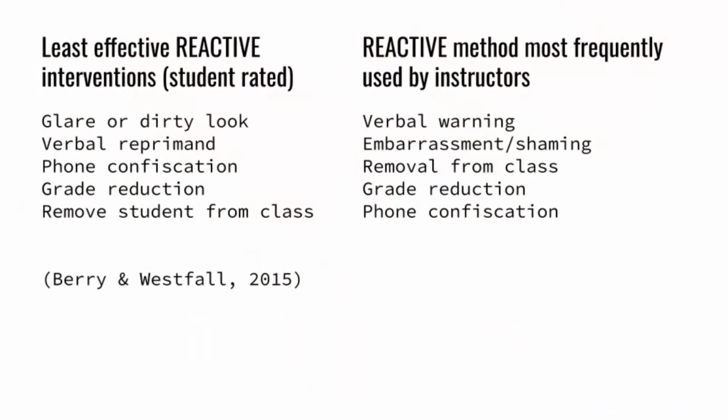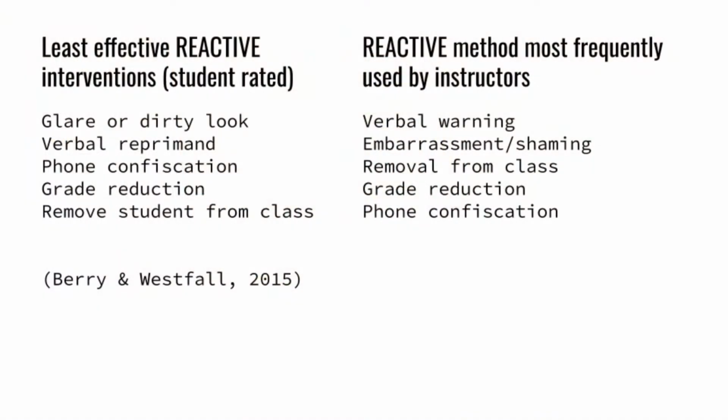Reactive methods rated by students from least to most effective are a glare from the instructor, verbal reprimand, cell phone removal, grade reduction, or removal of the student from class. The interventions most frequently used by instructors, as instructor reported, include verbal warning, embarrassment or shaming, removal from class, that's removing the student from class, grade reduction, or phone confiscation.